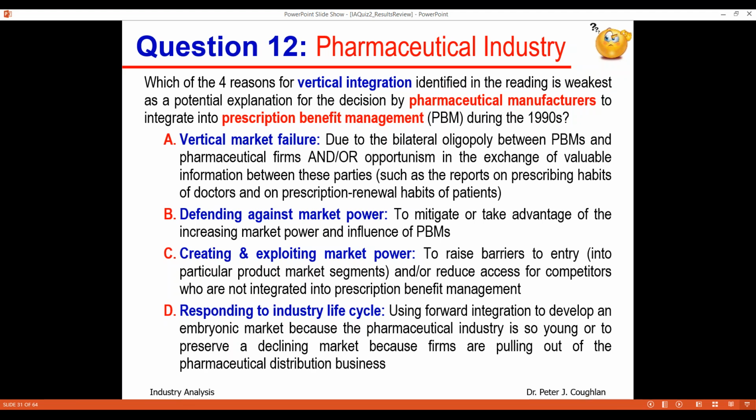There's pros and cons to each of them, but which of these is there a potentially sound argument, and which of them is there no sound argument at all, really? So let's look at this. So first, go back to vertical market failure. We've already talked a little bit about that, right? So what do we mean by that?